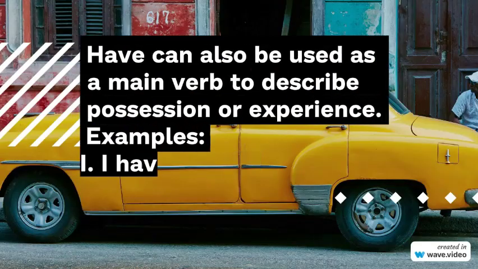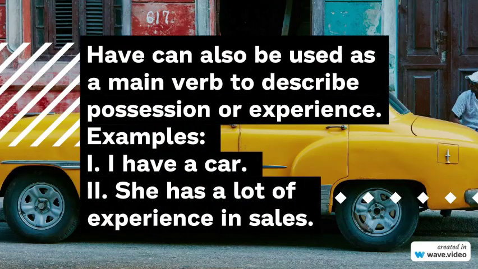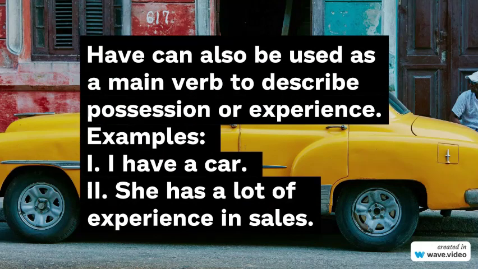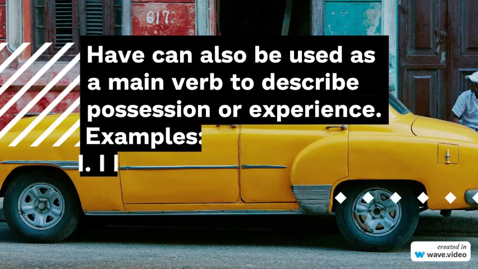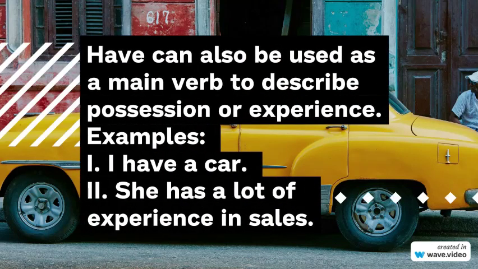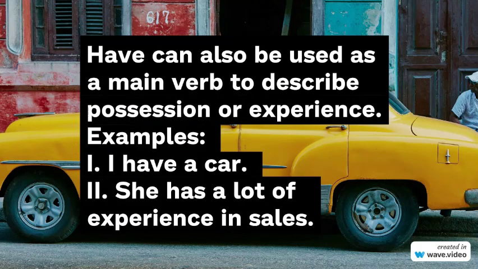Have can also be used as a main verb to describe possession or experience. For example, I have a car. You will notice that the previous two primary auxiliary verbs can be used as an auxiliary verb and also as a main verb. And here we are looking at the third one. We have examined how you can use have as an auxiliary verb, but now we are looking at how you can also use it as a main verb.